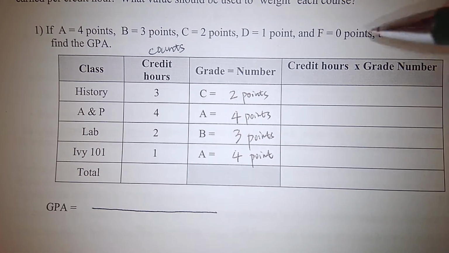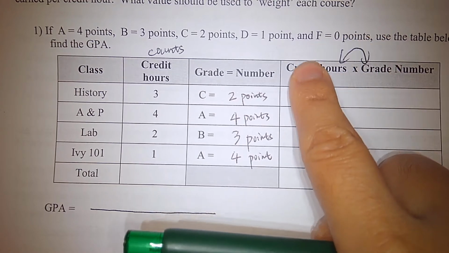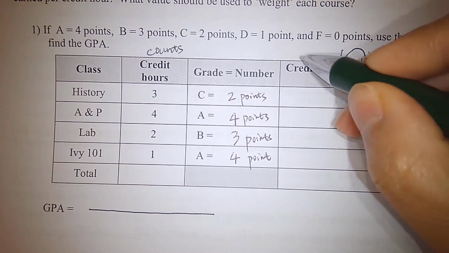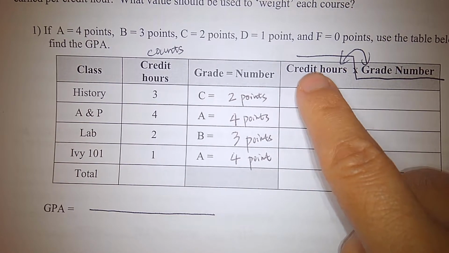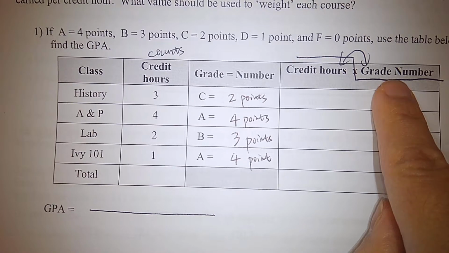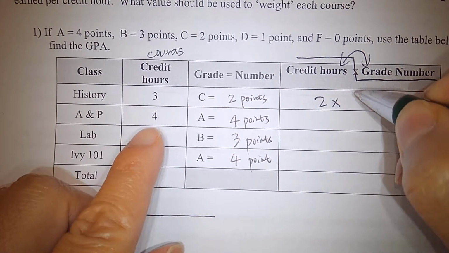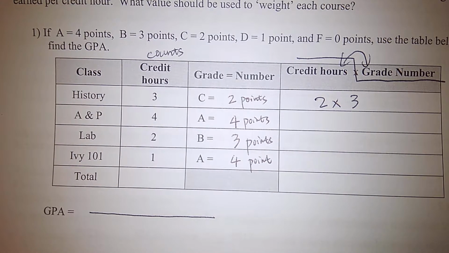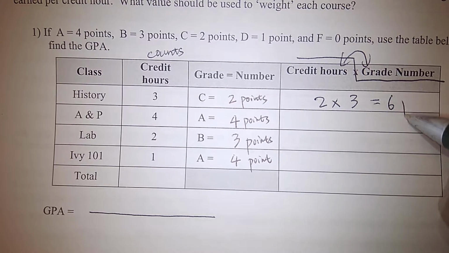So credit hours, which is a count, times the grade numbers. I don't like this order here. I think it's better to switch this. Grade number times credit hours, so value times count. What is the grade number for this history class? 2 points times how many counts? 3 counts, 3 credit hours, which is 6 points.